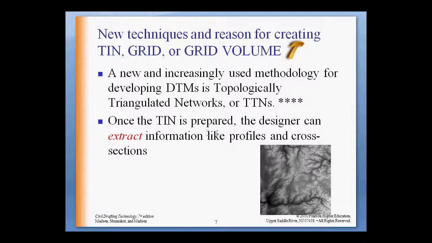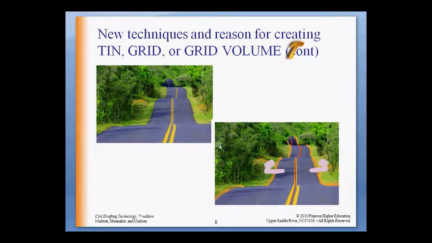So once the TIN is prepared, the designer can extract information like profiles and cross sections. Now here's a little picture I showed in class. This little red line is the existing road, and this little red line represents a profile. The profile runs right along the alignment, the horizontal alignment. So the horizontal alignment is flat 2D, and the profile represents its undulation in the vertical.